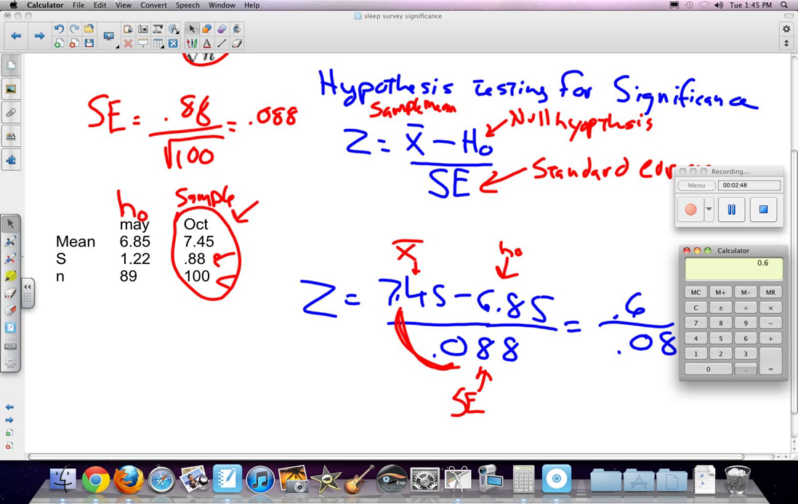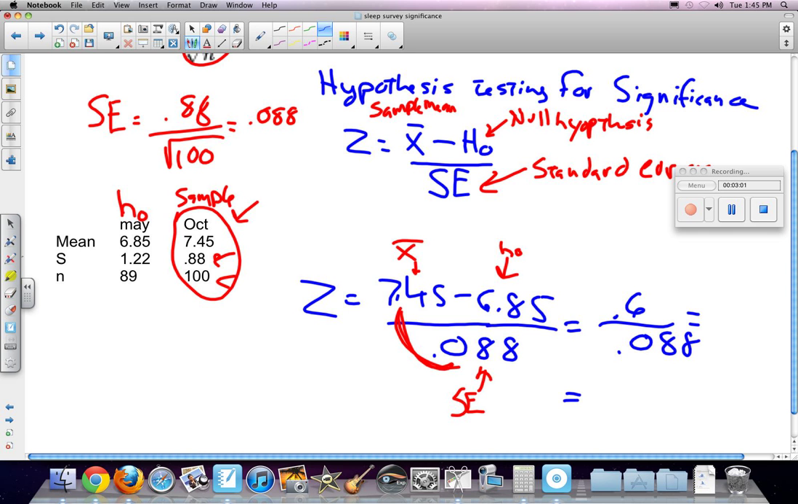Let's see what that is. Okay, 0.6 divided by 0.088, and we get 6.818, which is definitely much greater than 1.98, much greater than.